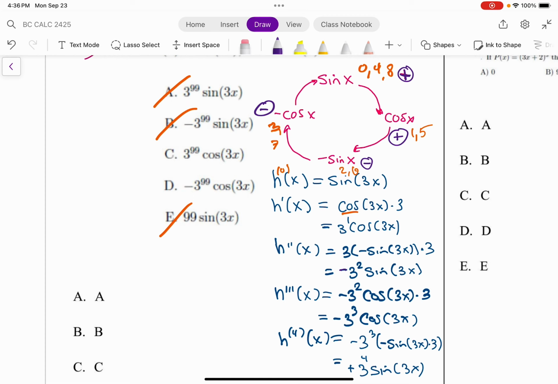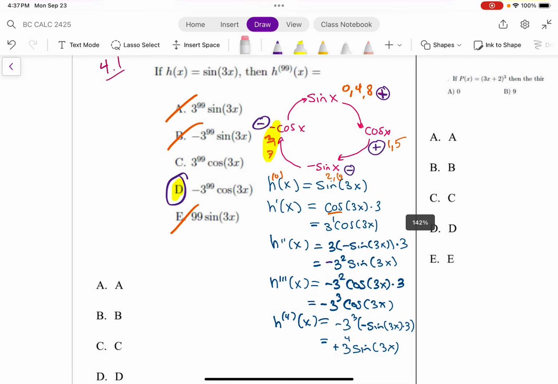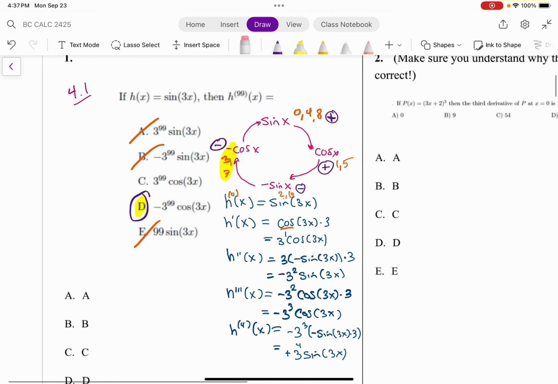And so 99 is 1 less than a multiple of 4. If you add 1, you get a multiple of 4. So we must be here on the wheel, which tells us that it's a negative, and that tells us that the answer must be D. So that's a thought-provoking question. It brings in a little bit of number theory. But in any case, use elimination to help out, and that can be useful.